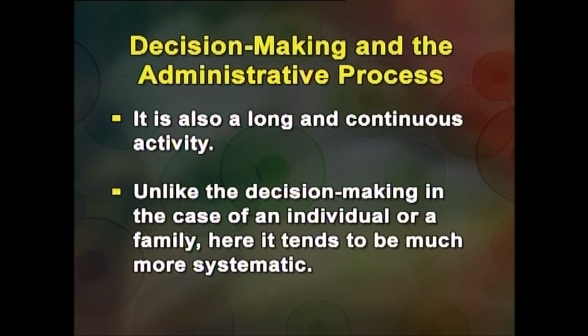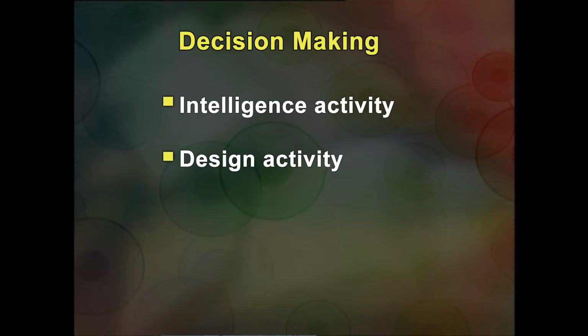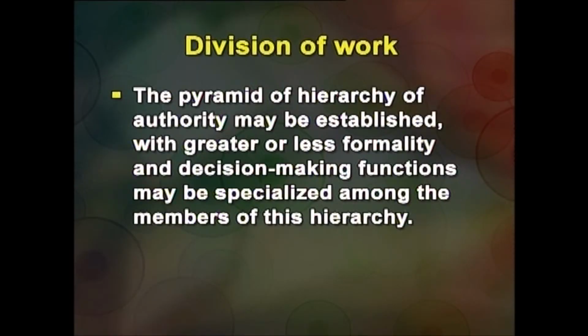In this type of situation, he says the administrative man is a perfect man, while the rational man is an ideal man. What is an administrative man? He is not 100% perfect, but above 50% and below 99%. At that particular place, you are going to take your decision. Unlike decision making in the case of an individual or a family, here it tends to be much more systematic. What is decision making? Decision making is based on three activities: intelligence activity, design activity, choice activity. Among the choices, you pick up one choice which is decided by the circumstances. And what are the circumstances? The rationality, the division of work. The pyramid of hierarchy of authority may be established with greater or lesser formality in decision making, specialized among the members of this hierarchy.